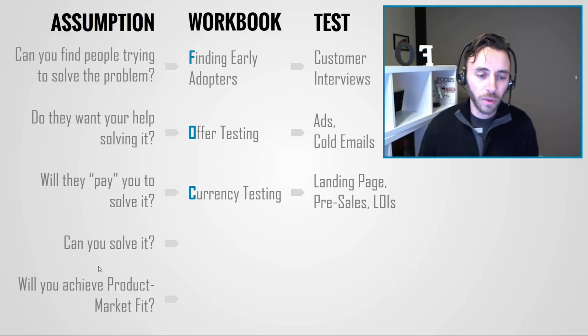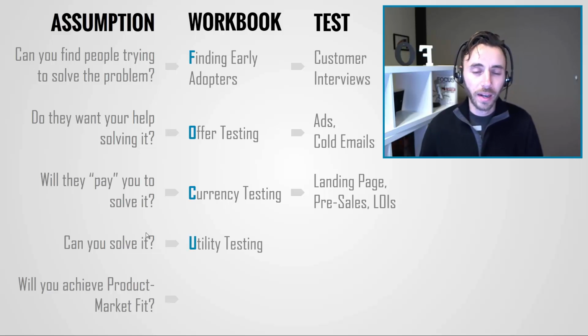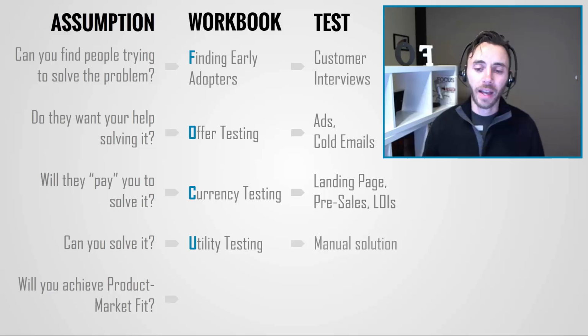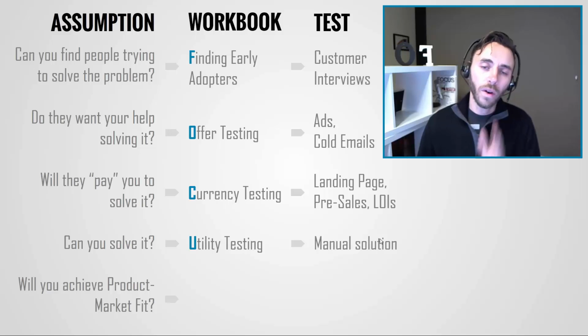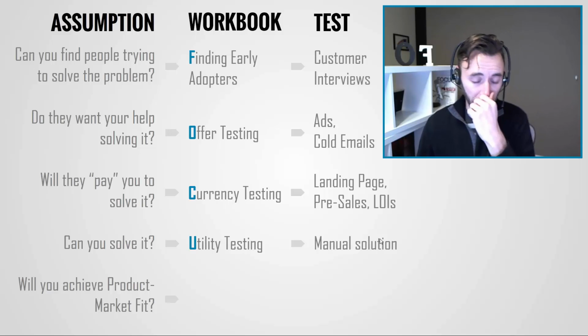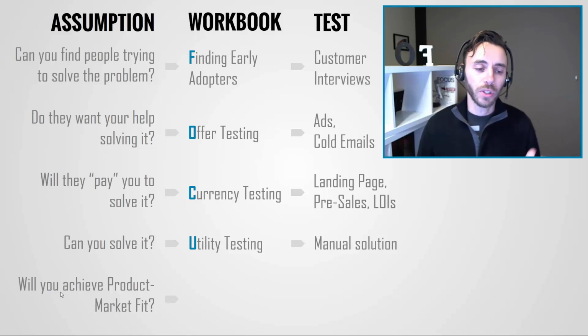So notice that, can you solve the problem? This is the fourth assumption that we're going to test. And it's the fourth workbook. So again, this is where most people start, but we actually want to start with all these other steps instead. Once we get here, we're going to do a phase called utility testing. This is testing whether or not you can actually provide utility to your customer. So we measure that by actually creating a manual solution. So this workbook is going to tell you exactly how to create a manual solution, what features you should put in there first, which ones you should put in last, and then how much time and energy you should put in building this thing manually and solving the problem manually before you move on to testing the next assumption, which is, will you be able to achieve product market fit?